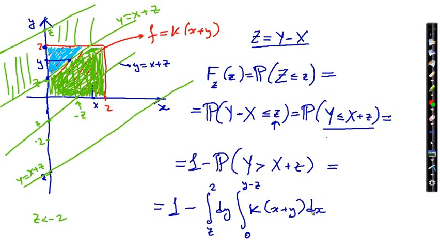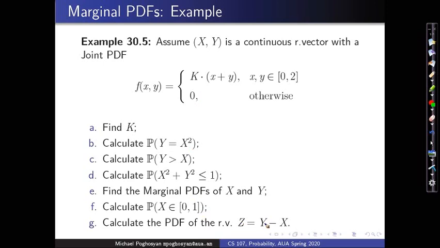Having this integral, let me recall that this was F_Z at the point small z, where z was between 0 and 2. So we will calculate the CDF F_Z for all points z. Then calculating the derivative of this F_Z, we will obtain the PDF of z. Okay, so let's move forward.